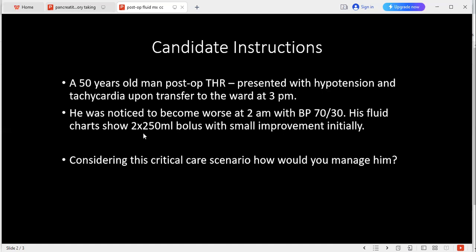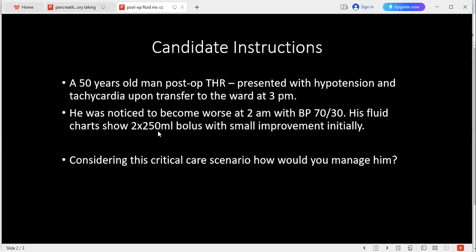Okay, who would you involve or inform about the patient's dropping blood pressure or the patient's fluid charts? Who would you consult? I will consult the operating consultant who has done the surgery, as well as I will also discuss with the anesthetist.